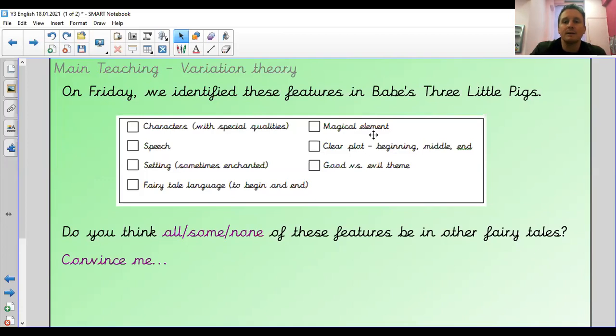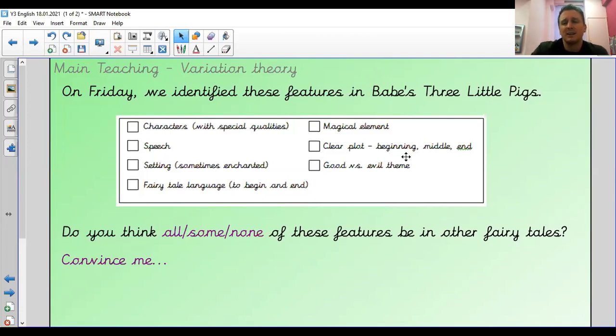A magical element. So what in the story happens that wouldn't happen in real life? So in Babe's Three Little Pigs, what was it that was magical? Well, you could say that pigs building houses is quite magical. You could also say that pigs talking is a magical element. The wolf talking is quite a magical element.